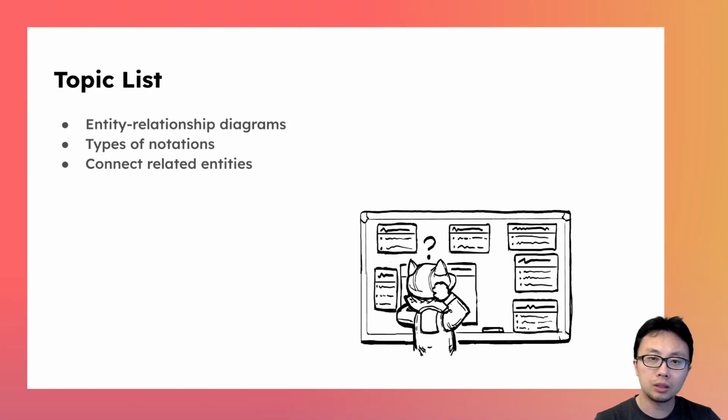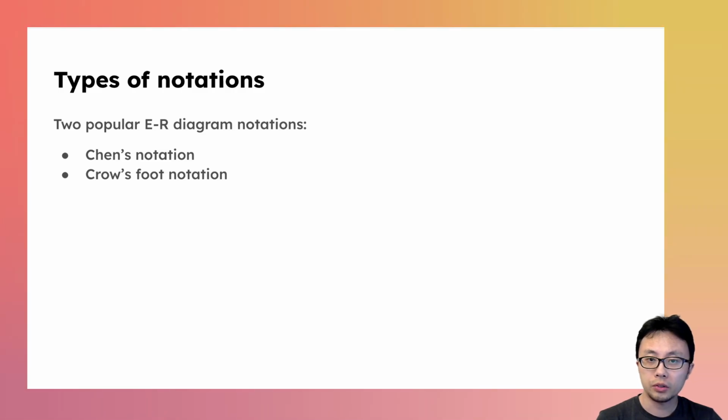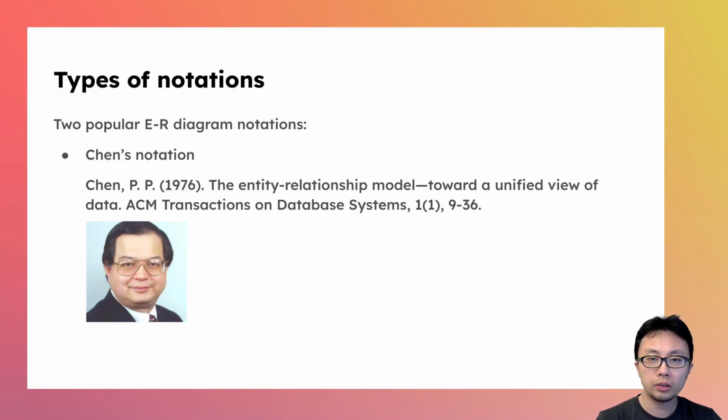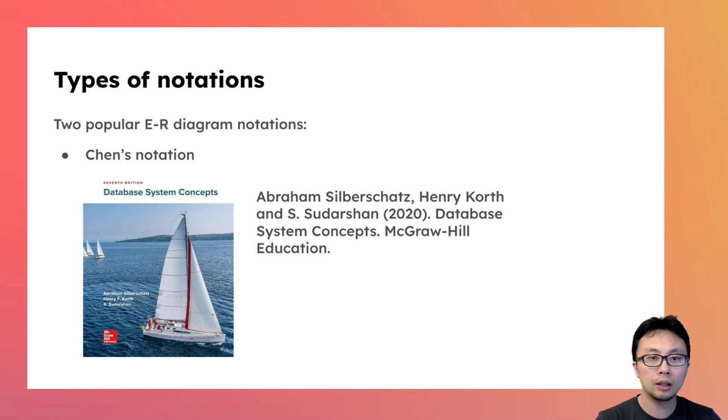That's everything about the definition of ER diagrams. Let's move to discuss the different types of notations. There are two very popular notations that are used to draw ER diagrams, including Chen's notation and crossfoot notation. Chen's notation has its origin in a paper published in 1976 by Dr. Chen, hence the name Chen's notation. It's widely used by database textbooks and taught across different higher education institutions across the world. For example, the textbook Database System Concepts adopts Chen's notation for all the ER diagrams used in this book.